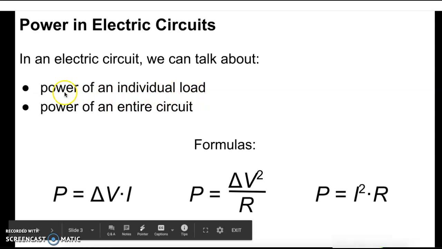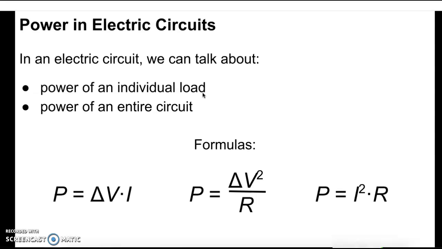You can calculate the power of an individual load, like an individual light bulb or something, or you can calculate the power of an entire circuit. So then you would use the voltage and current values for the battery, and you would use the equivalent resistance for the circuit to calculate the power for an entire circuit.